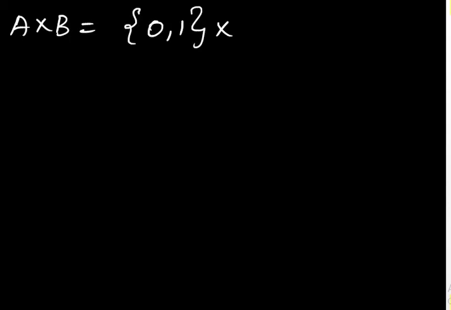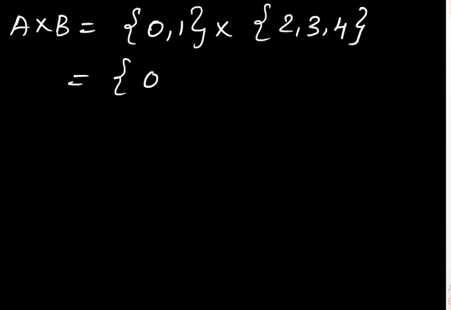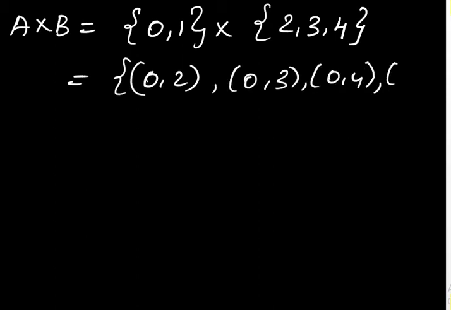So next we need to find the RHS values. For the RHS, the first value you need to find is A cross B. So write the A value, the set of 0 comma 1, and the B value, the set of 2 comma 3 comma 4. Writing in ordered pairs, we'll get 0 comma 2, 0 comma 3, 0 comma 4, 1 comma 2, 1 comma 3 and 1 comma 4.